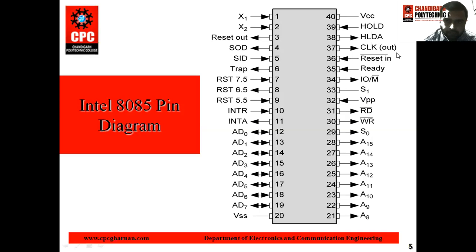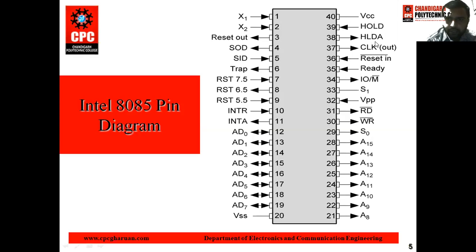Pin number 37. The function of pin number 37 is the clock out pin. The clock output is provided to the peripheral devices, so all the peripheral devices operate on the same clock signal. With the help of this clock signal, all ICs are synchronized. Due to that, each operation is performed at the same time.